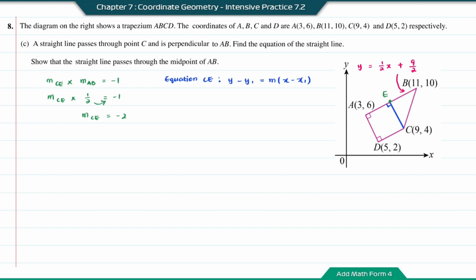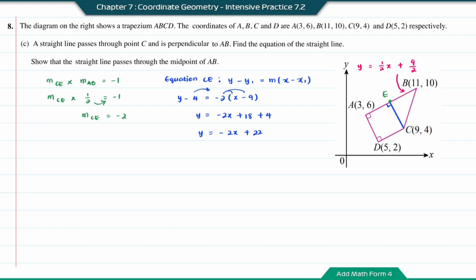As the straight line CE passes through the point C and we know its coordinates, we're going to use this to form the equation. So y minus 4 is equal to negative 2 bracket x minus 9. So y is equal to, expand this, negative 2x plus 18, and move the negative 4, it will be plus 4. So y is equal to negative 2x plus 22. That will be the equation of CE in gradient form.